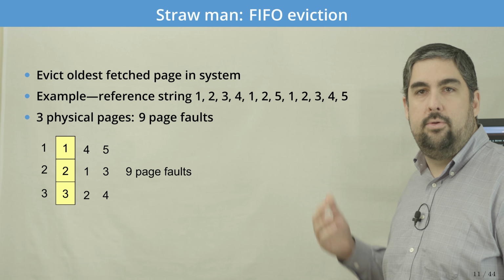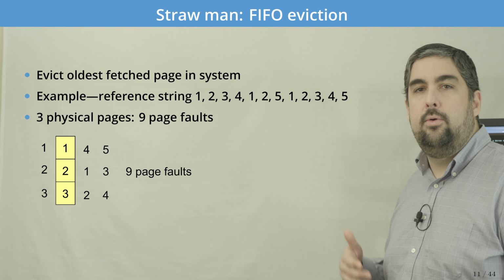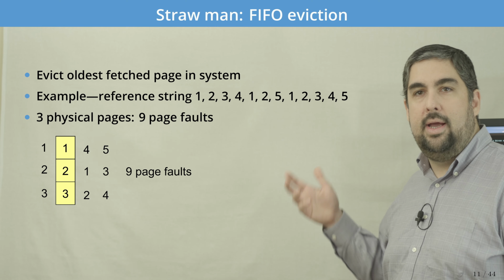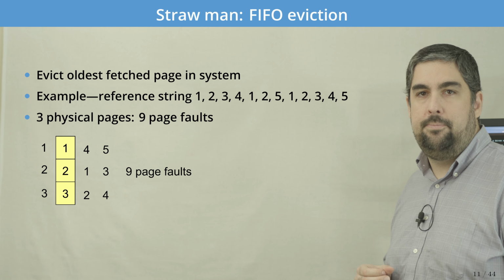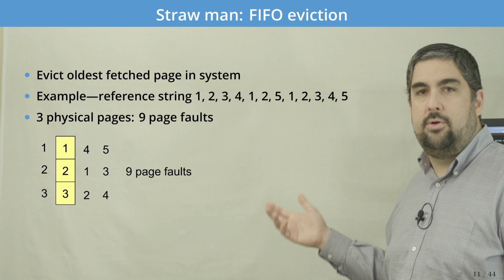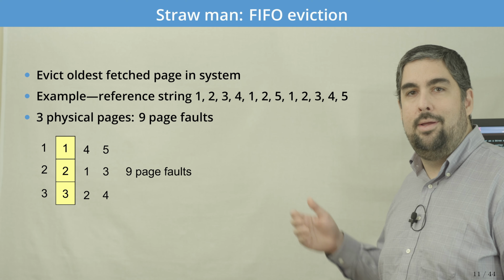So we take 3 faults to load in the beginning of memory. We then access page 4, which isn't currently in memory, and we only have 3 pages, so we'll have to evict 1 and take a fault to access 4. Now we see that we access 1 again, which results also in a fault because 1 had just been evicted to make room for 4.